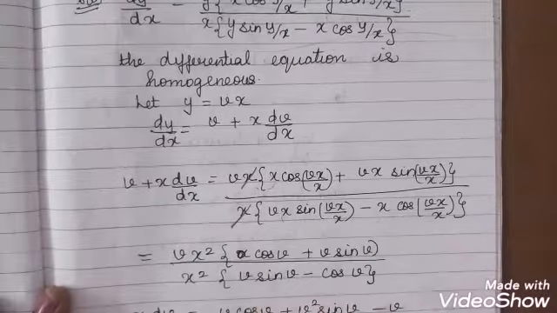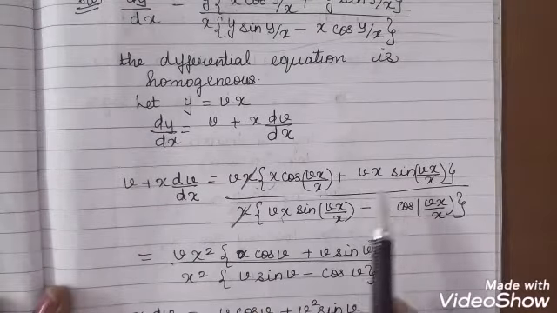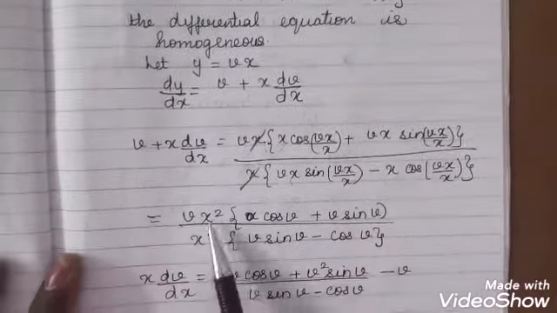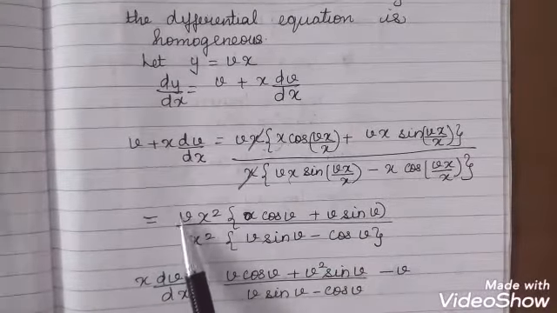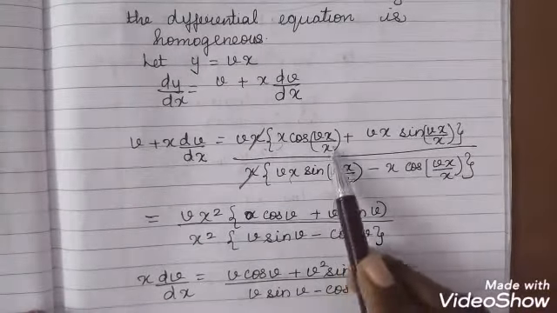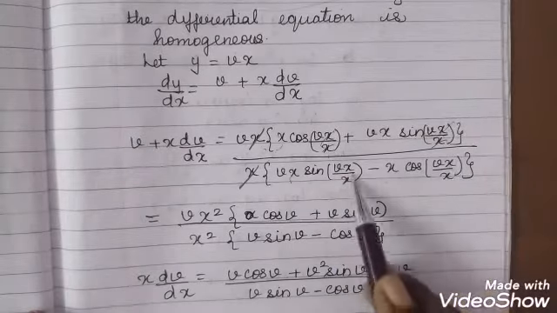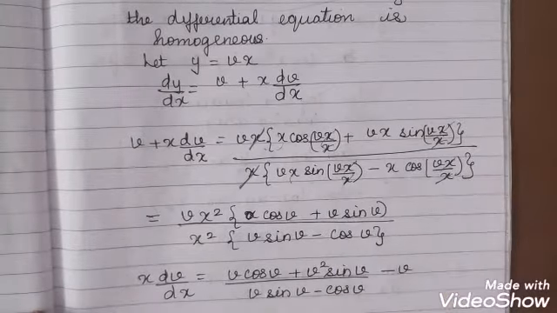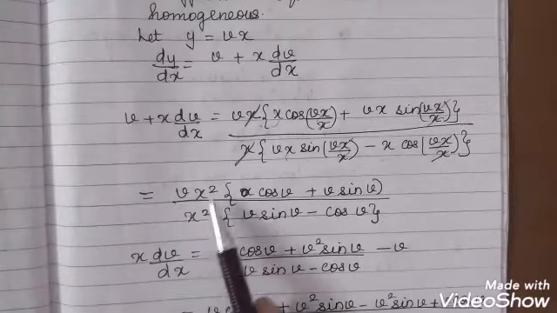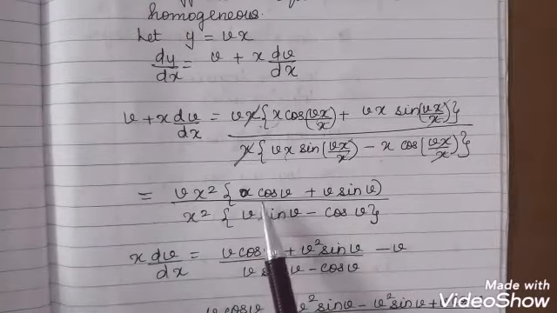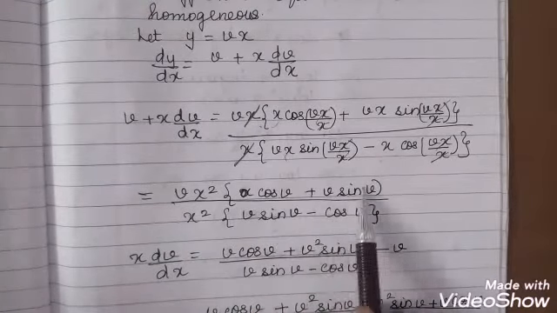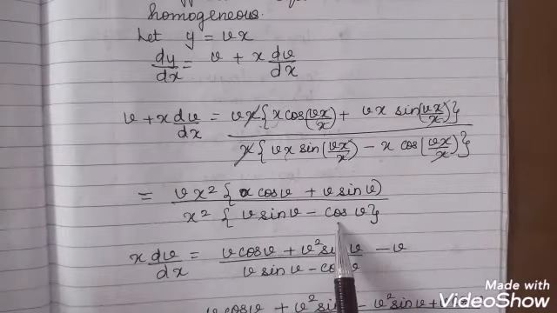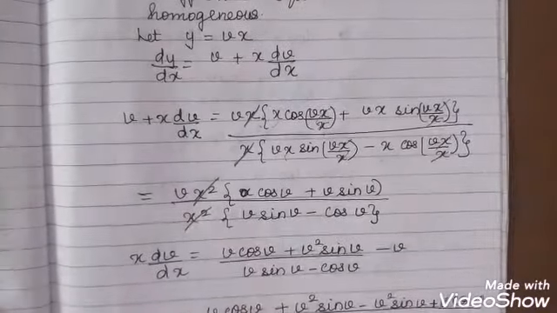So your x and x, of course, get cancelled here. And also I can take another x, that's what I have done here. When I take another x here, vx squared into, of course it gets cancelled. Here also it gets cancelled. So you'll be left with vx squared divided by x squared. So you're left with cos v plus v sin v divided by v sin v minus cos v. Of course it gets cancelled here.